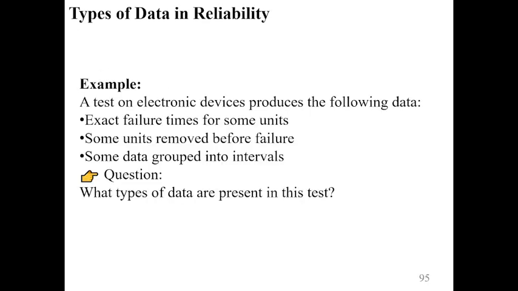This is an example related to types of data and reliability. A test on electronic devices produces the following data: exact failure times, some units removed before failure, and some data grouped into intervals. The question is: what types of data are present in this test?